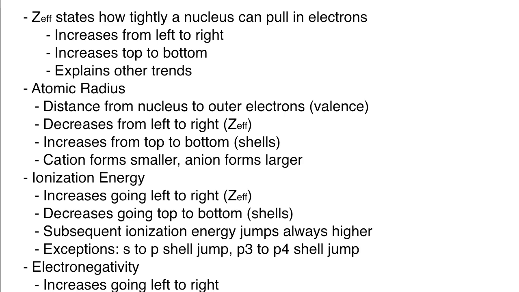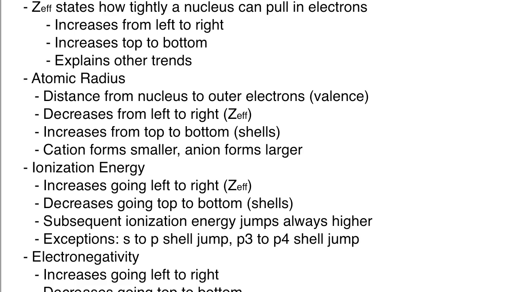There were two major exceptions to this. The first was when we jumped from an S to a P shell, and that's because the S shell is closer to the nucleus, and therefore those electrons are more tightly held. And then when I say P3 to P4, okay, I'm not talking about the 3p shell and the 4p shell. I'm talking about when you have any p shell with 3 electrons filled, and then any p shell with 4 electrons filled. That jump, because you start pairing those electrons, there's slight repulsion, and it's easier to remove the repulsed electron.